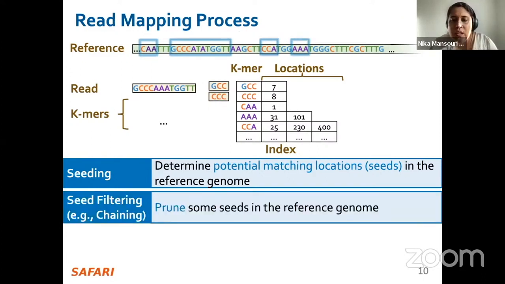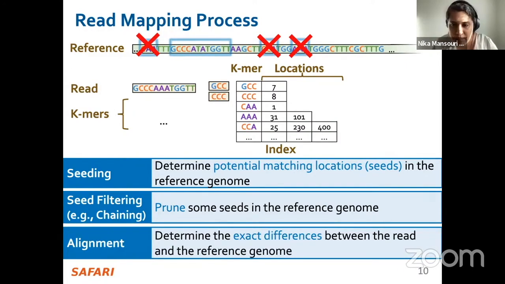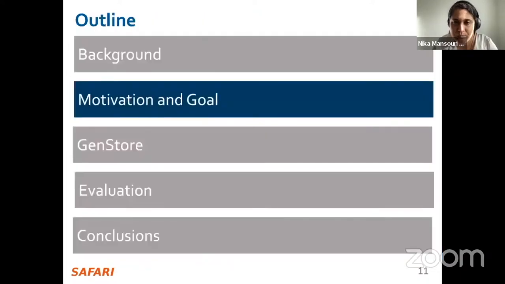To further reduce the cost of computationally expensive alignment, the read mapper performs a second step called chaining or seed filtering, in which the mapper prunes the seeds in the reference genome to which the read would not align, using a simpler approximation of the alignment score. At the end of this step, the reads that have all of their locations filtered skip the third step, but for the remaining reads, the third step, which is the costly alignment step, determines the exact differences between the read and the reference genome via approximate string matching operations.